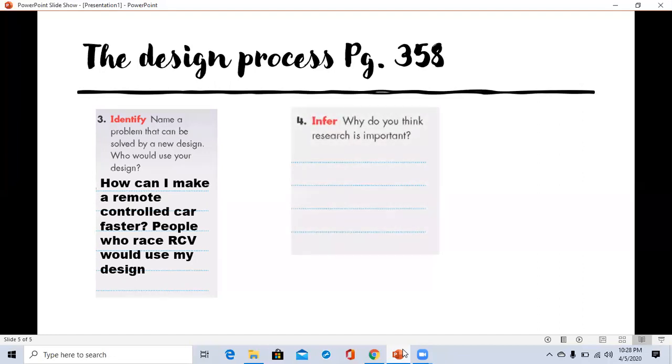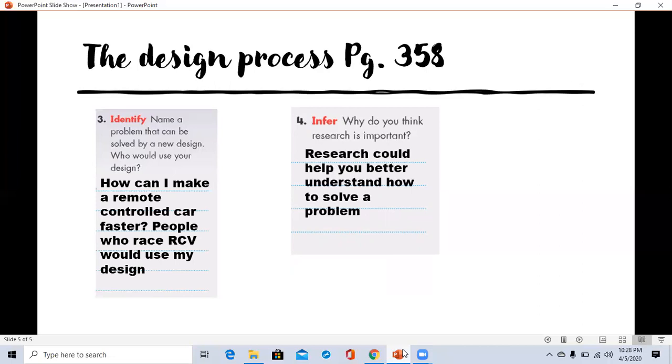Question number 4. Why do you think research is important? Research could help you better understand how to solve a problem. Please pause the video and take a second to write down your answers.